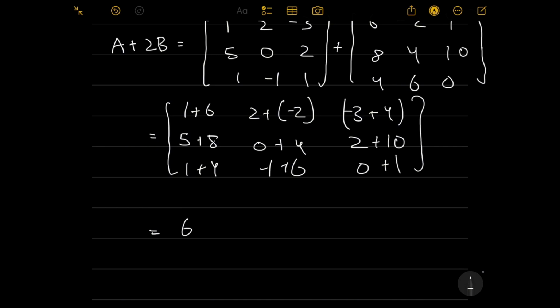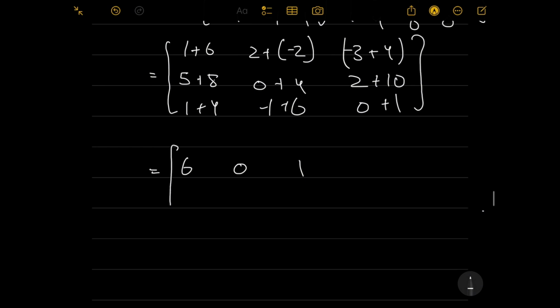Then this would be plus 2 minus 2, 0. Then we'd have plus minus 3 plus 1 is 1. 5 plus 8 is 13. 4, 12, 5, 5, and 1. So this is the answer for C. So matrix C equals this matrix.